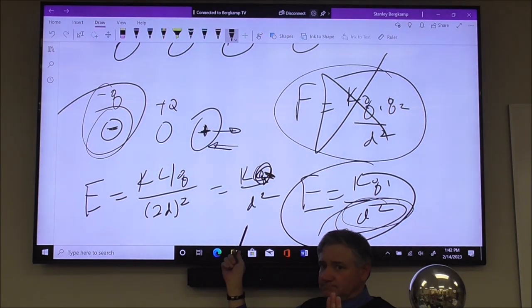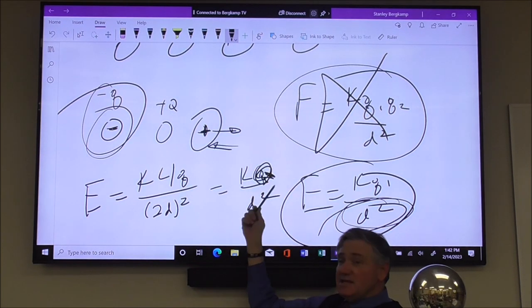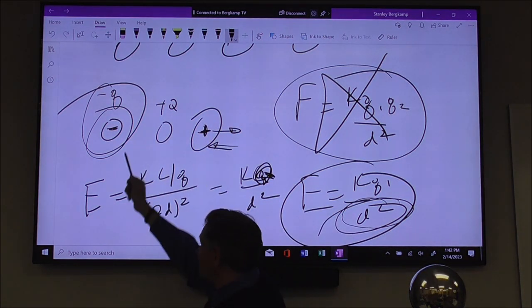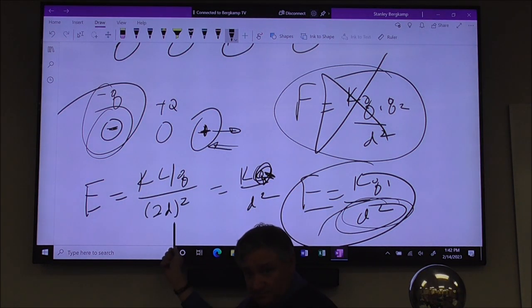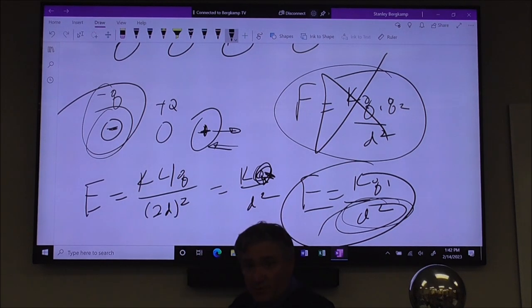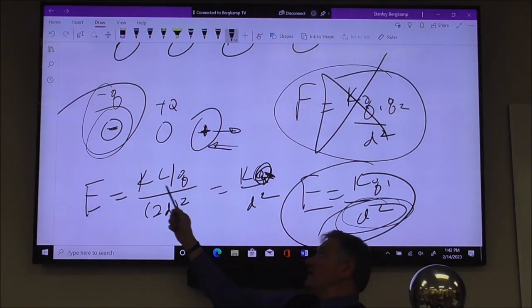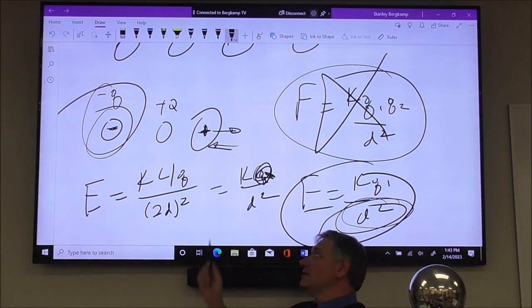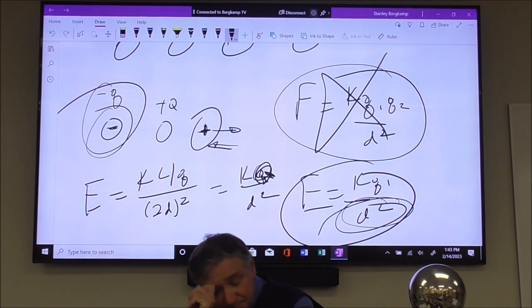Cool with that. Now, to make these equal, this distance from here to here is twice as much, so that's going to be 2D squared. To get these the same, that charge has to be 4Q. Oh, okay. Because that one's taking 4Q and dividing it by 4D squared. Those will cancel out. The two fields are the same. Now, an interesting thing happens.